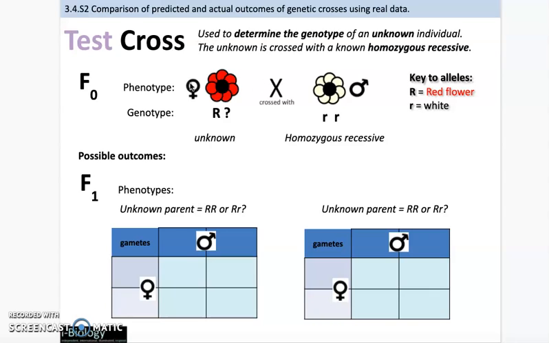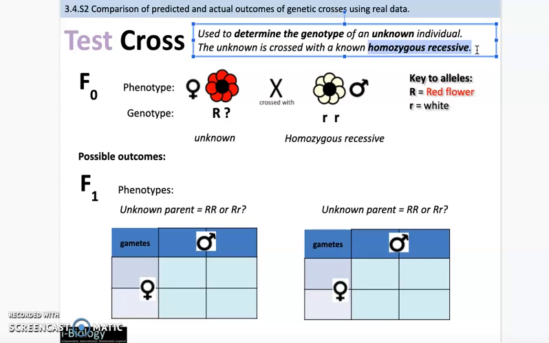For example, here we have an unknown parent, this red flower, the female red flower. We're crossing it with a homozygous recessive known genotype of the male. Now, how do we know this male's genotype? Because we've observed data from the past to show us that the lowercase r is the allele for white flowers. And so if we see a white flower, we know for sure that it must have a homozygous recessive genotype, just based off past data of breeding the flowers.